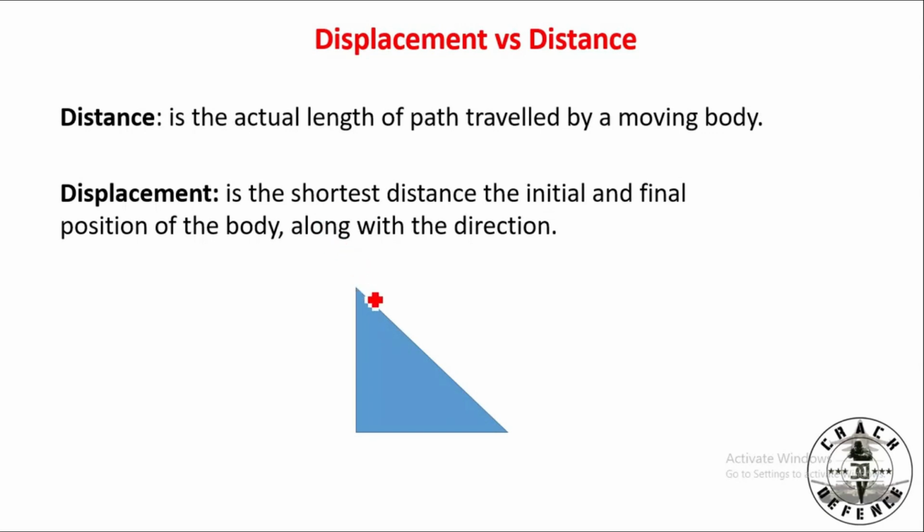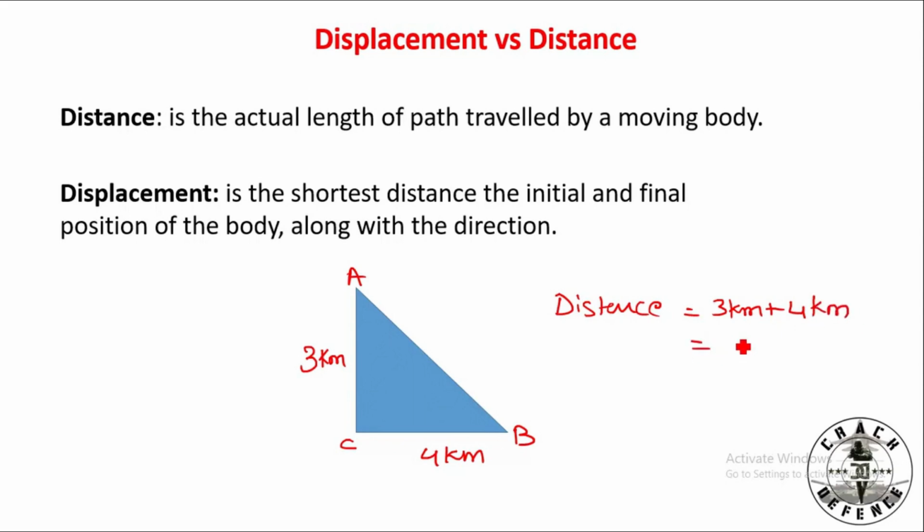Let's see a simple example here. Suppose a person starts at point A and has to reach point B. He travels from A to C first in a straight direction, which is 3 kilometers, and C to B, which is 4 kilometers. So if we have to say what is the distance he has traveled, distance would be 3 kilometers plus 4 kilometers, and it becomes a total of 7 kilometers.